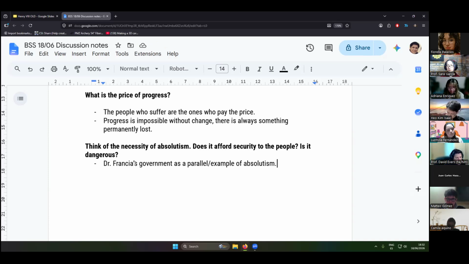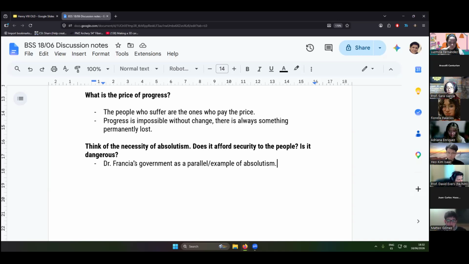But then is it really security? Is it a dangerous situation? Was that the only option? There are many other questions that come out of that specific situation. And we can very clearly draw parallels between our history with Francia's government, for example, with Henry's quote unquote government or reign in this case. Araceli and then Luzmilia.